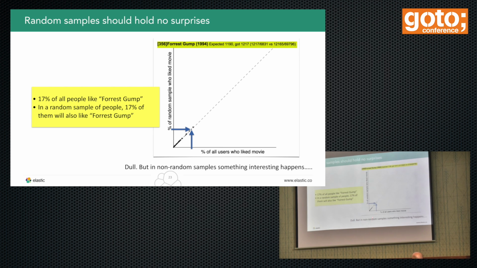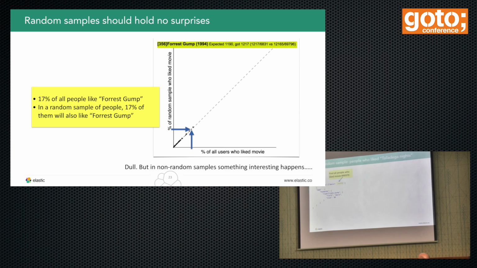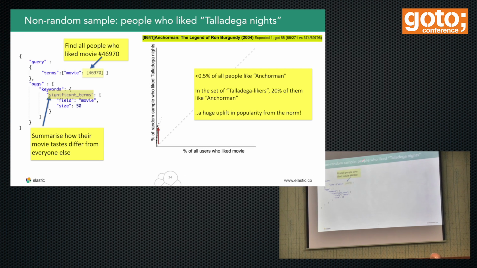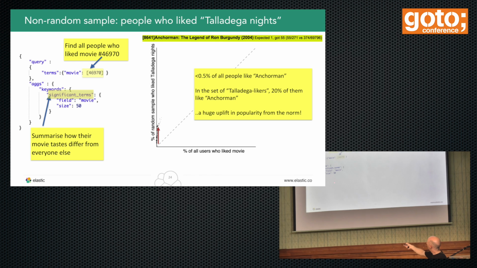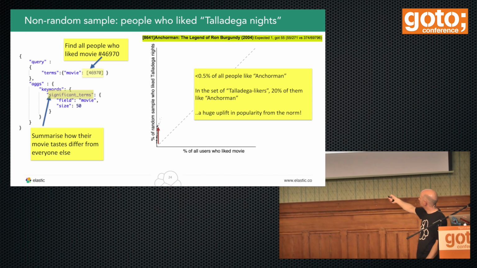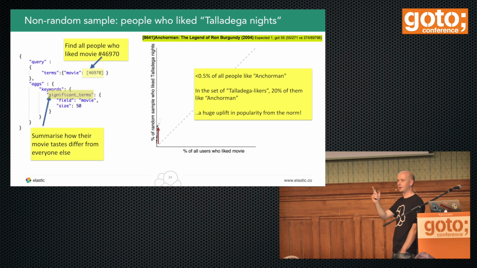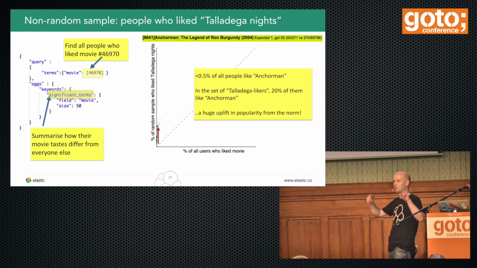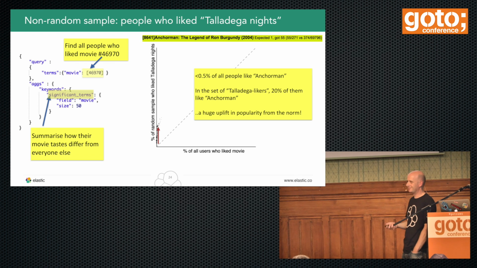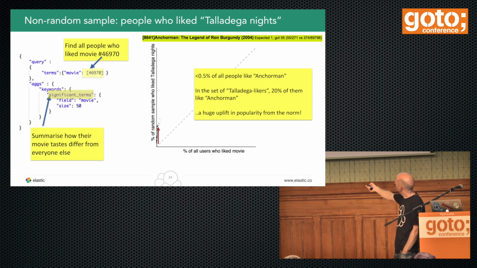So that's dull. What's interesting is when you have a non-random sample. So what happens to these dots when I take a non-random sample of people? That gets interesting. Here's a non-random sample of people. I'm looking at all the people who like the movie Talladega Nights, a Will Ferrell movie. And I'm using my favorite aggregation, the significant terms aggregation, which looks for the things that have changed, that are what we call uncommonly common. It doesn't tell you, hey, people who've watched Talladega Nights really like this movie called Star Wars, you should go watch it. Everybody's seen Star Wars, we know about that one. So we're looking for things that are different from everybody else.